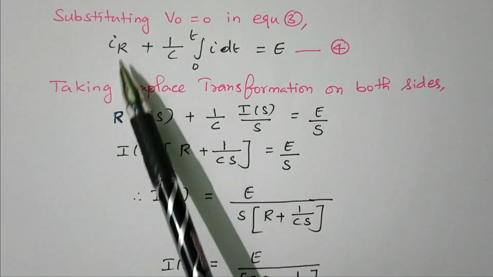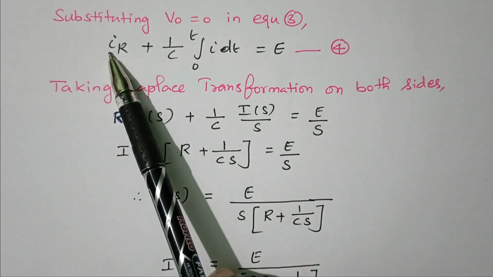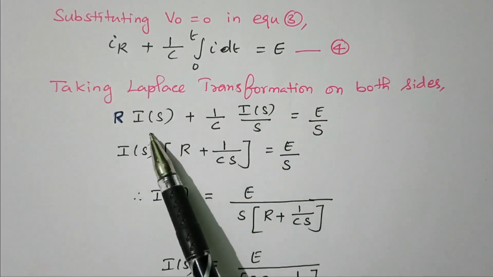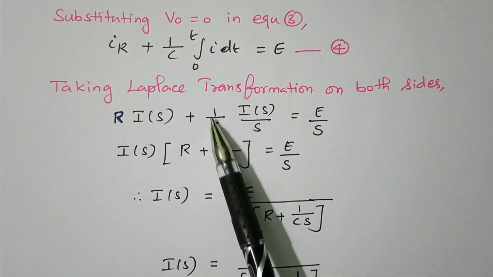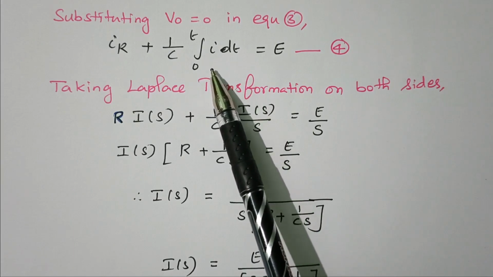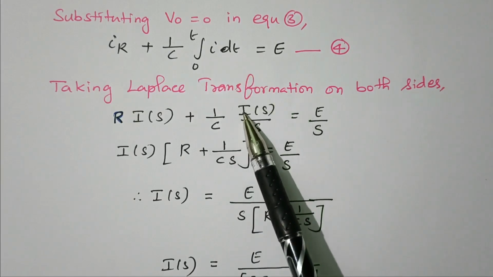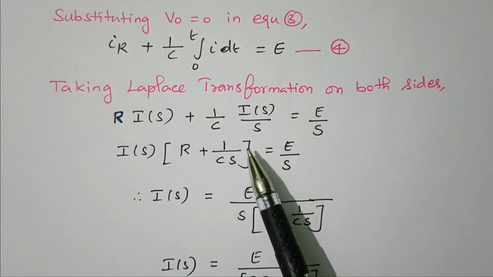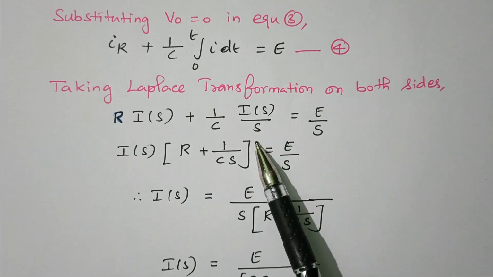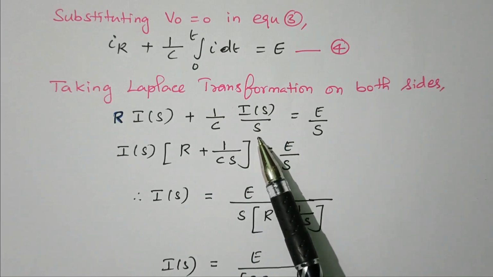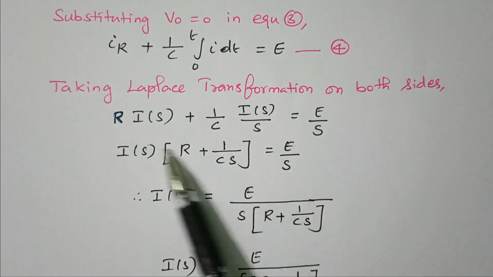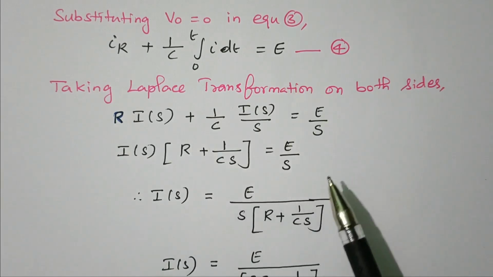Right. So I into R: R is constant, so the Laplace transform of I is I of S. This is the t domain, now converted into the S domain. Then 1 by C integral 0 to t I dt: by taking the Laplace transform, the integral is nothing but I of S divided by S. Right? Differentiation means S into I of S, integral means I of S divided by S. Differentiation multiplied, integration divided. The Laplace transform of E is E by S. Right? Now we have taken the Laplace transform on both sides.